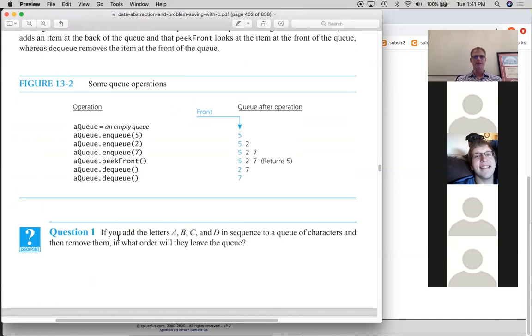All right, let's do this. If you add the letters A, B, C, and D in sequence to a queue of characters and then remove them, in what order will they leave the queue? Yeah, that's right. Same order you put them in, right? What if it was a stack? What order would they leave the stack? Reverse, right? Okay.